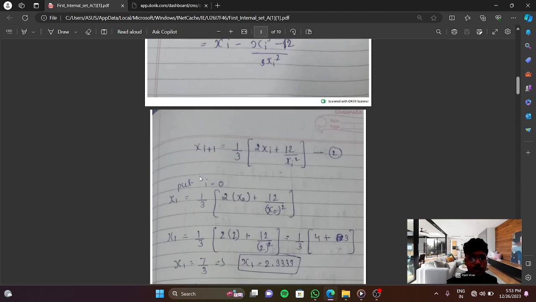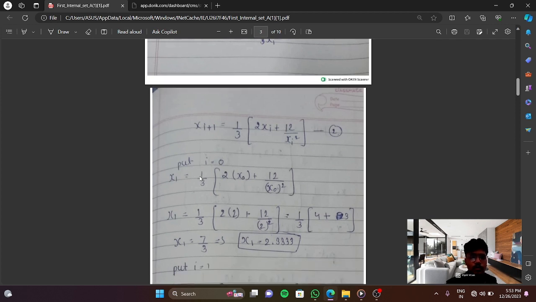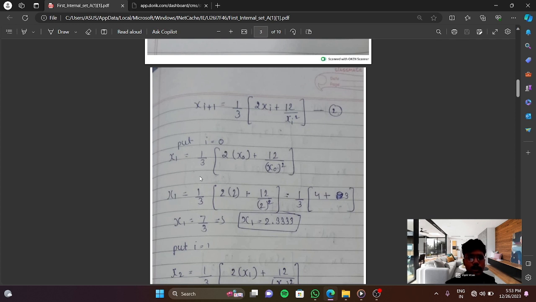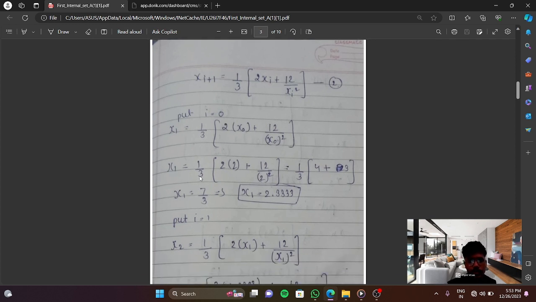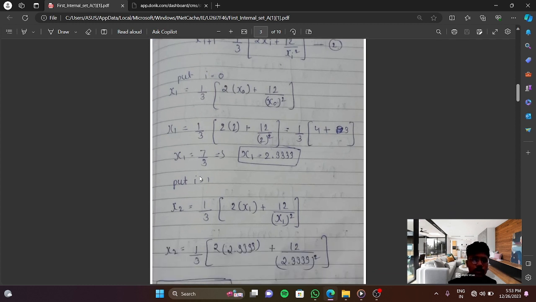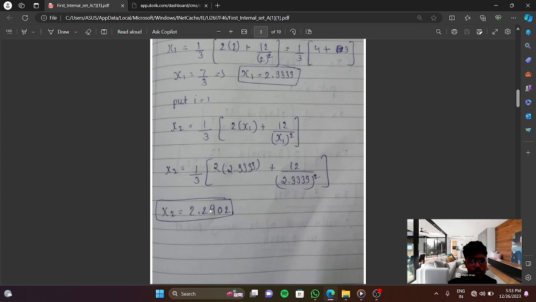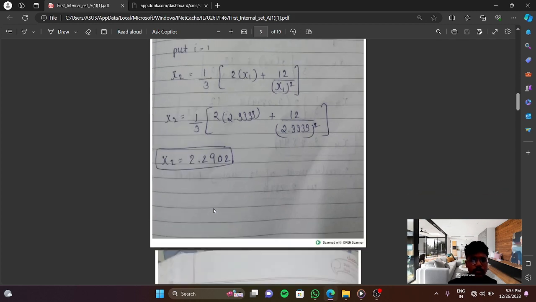Now we will put values in it. So put i is equal to 0. So x1 is equal to 1 upon 3 (2x0 plus 12 upon x0 square). So we get x1 is equal to 2.33. Now if you put i is equal to 1, then we get x2 is equal to 2.2902.